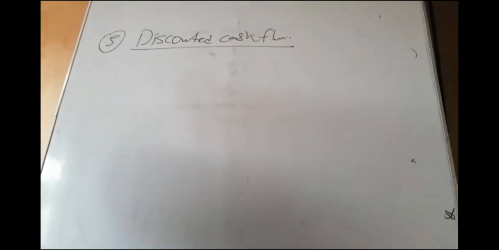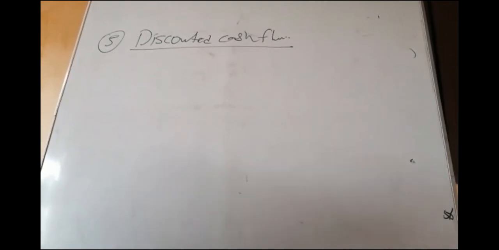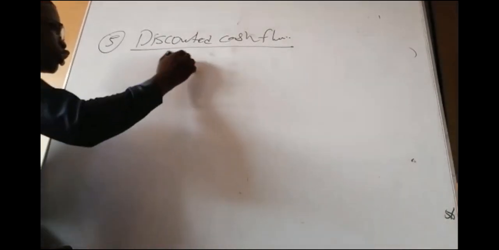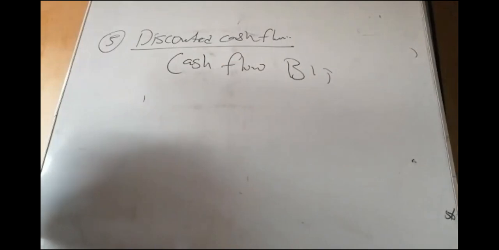Now you get a cash flow, then you discount it. Here should be the operating cash flow, operating cash flow before interest and tax. Take note, we are looking for cash flow, not profit. It's cash flow before interest and tax. So if you check the IAS 7 statement of cash flow, that's what they're looking for.